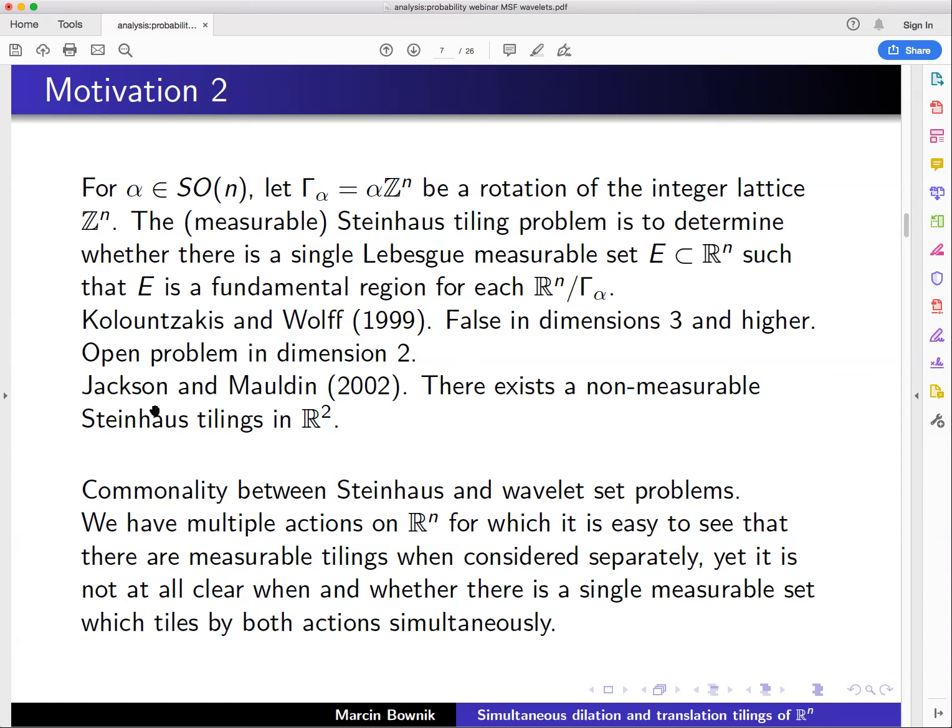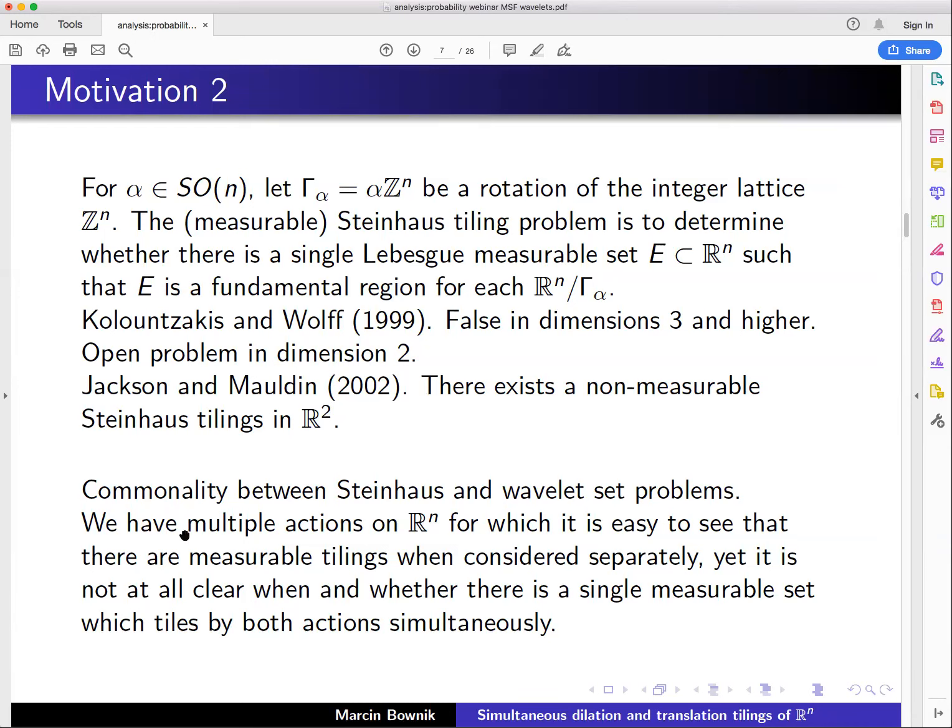And there is this very surprising result of Jackson and Mauldin from 2002 that there actually exists a non-measurable Steinhaus tiling of R2. Right, and this is a bit hard to imagine. How can you think of a set in the plane so that no matter what isometric copy of the integer lattice you take, it will meet exactly one point of every isometric copy of the lattice? That's the other way of reformulating the Steinhaus problem.